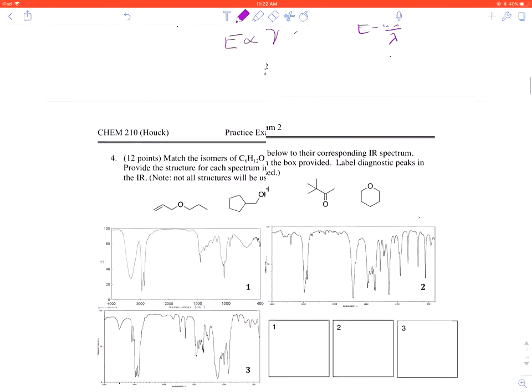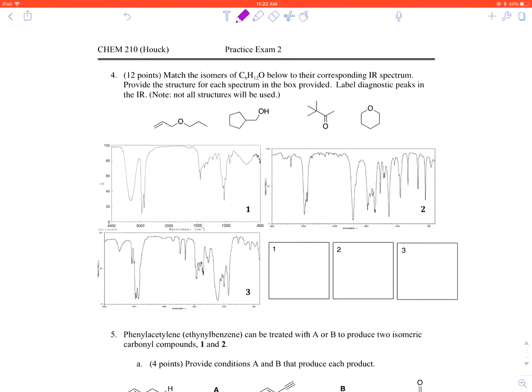All right, so moving on, question 4. Match the isomers to their corresponding IR spectrum, and then provide the structure in each box, label the diagnostic piece in the IR. All right, so I'm gonna ignore the structures right now. I'm just gonna look at the IR.